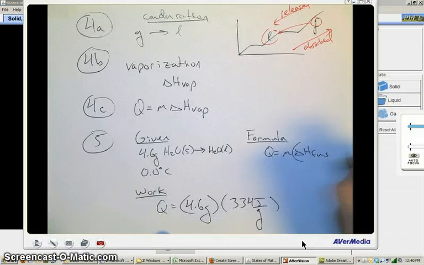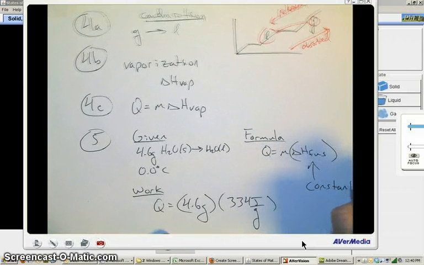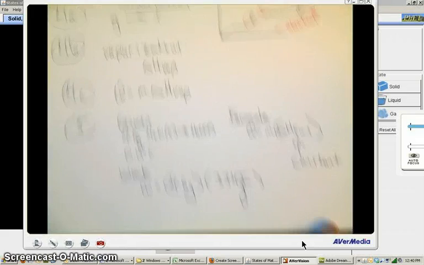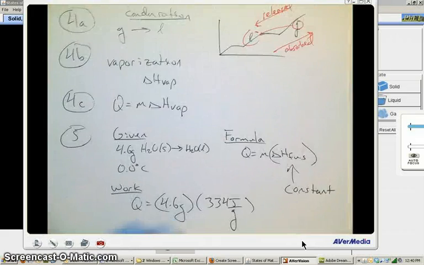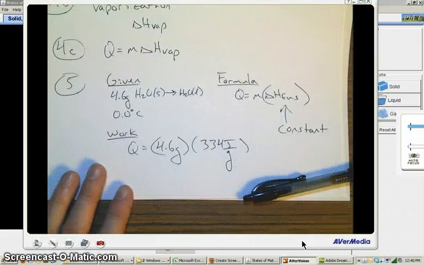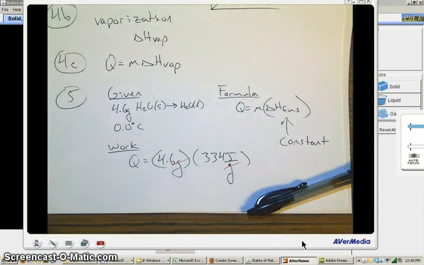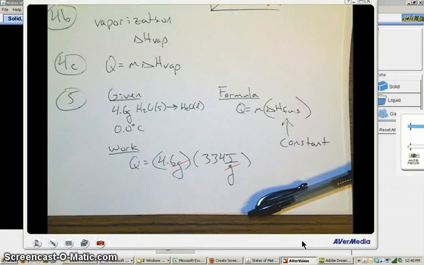This delta H fuse, therefore, is a constant, meaning it's something you look up. It's a value that's been measured by chemists in previous times, and it will always be 334 joules per gram for water. Now, if it's a different substance, it'll be a different number. Class, do we have any questions about that? Do you need me to show how the grams cancel out and what the answer is, or are we good to go? We get it's just two numbers we're multiplying.